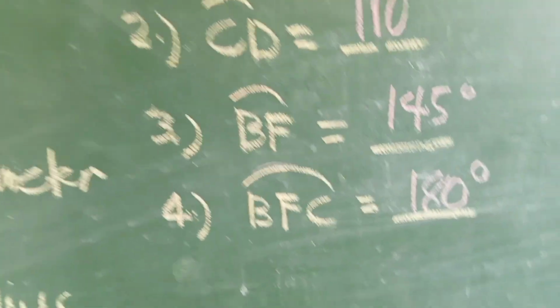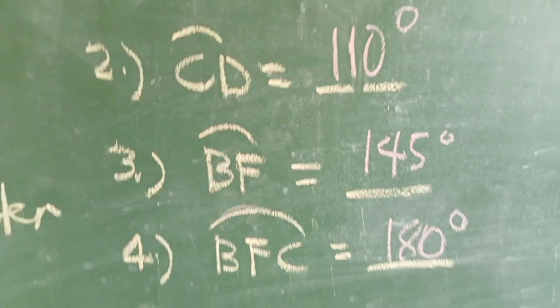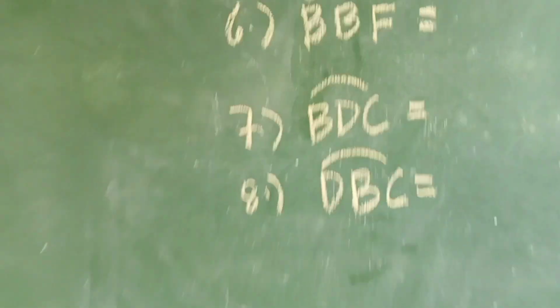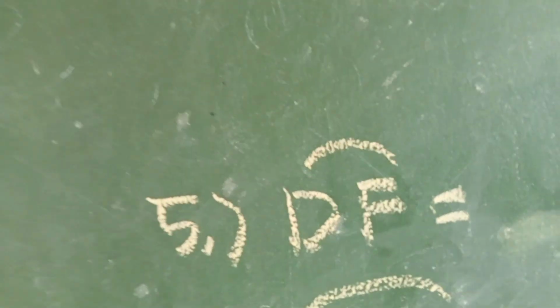Okay, so I hope you find it easy to analyze the exact measure. And let's continue with number 5 here. Number 5 is arc DF.